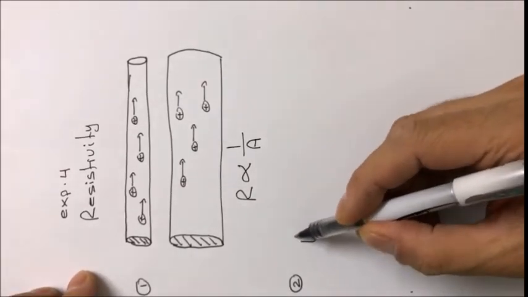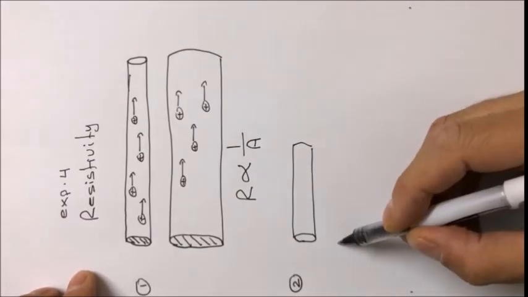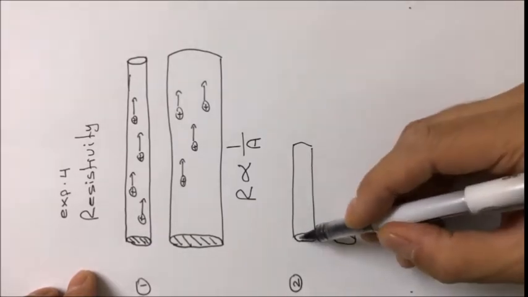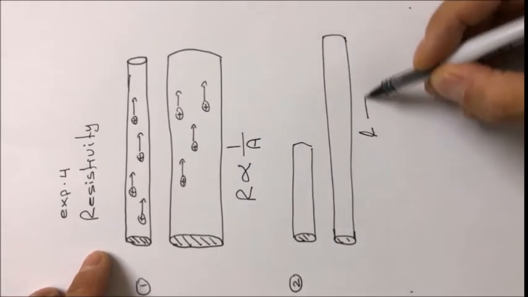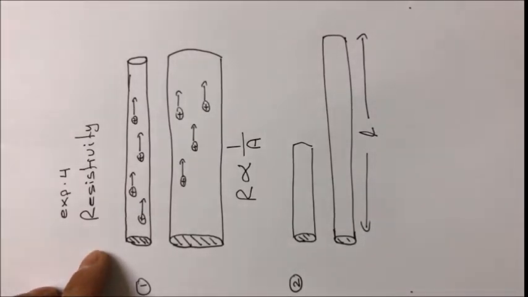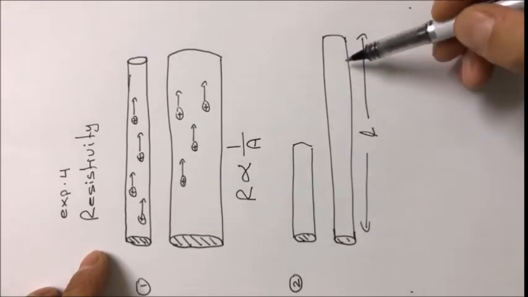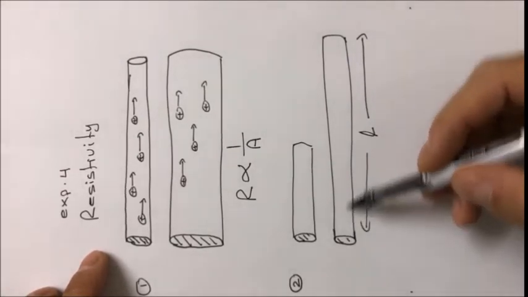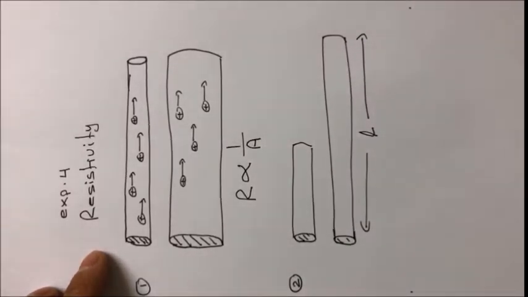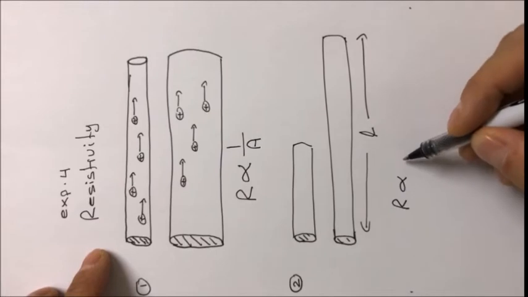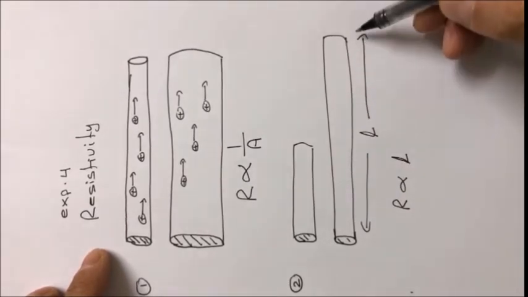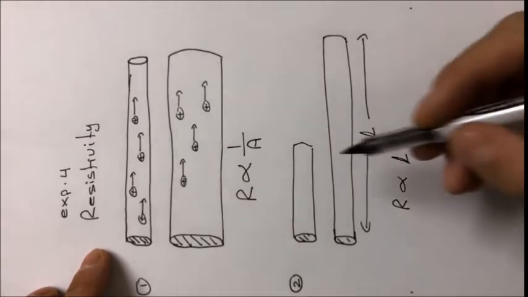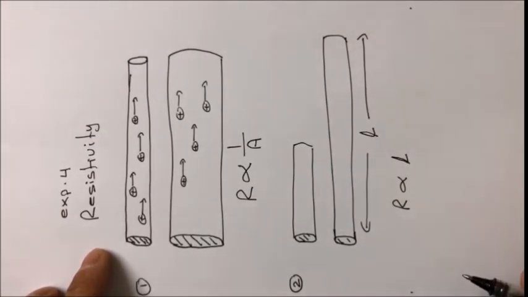If you compare two wires of exactly the same area, but one wire is longer than the other, it is very easy to see that charges in the longer wire will face more resistance because they need to travel a longer distance. So they will suffer from the resistance for a longer distance. Here we say that there is a direct proportionality between the resistance and the length. If the length becomes more, the resistance becomes more. If the length becomes less, the resistance becomes less. So these are two factors.